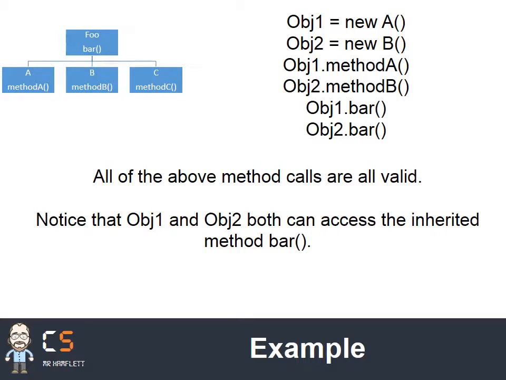So let's see this in action. So I've got two objects, both of which I instantiate, a class A and a class B. So object 1 is class A, object 2 is class B. Now, object 1 can use the method A because it is a class A. Object 2 can use the method B because it is a class B, but both of these objects can use the bar method. Okay, because they both inherit from the same class. So all these method calls are perfectly acceptable.